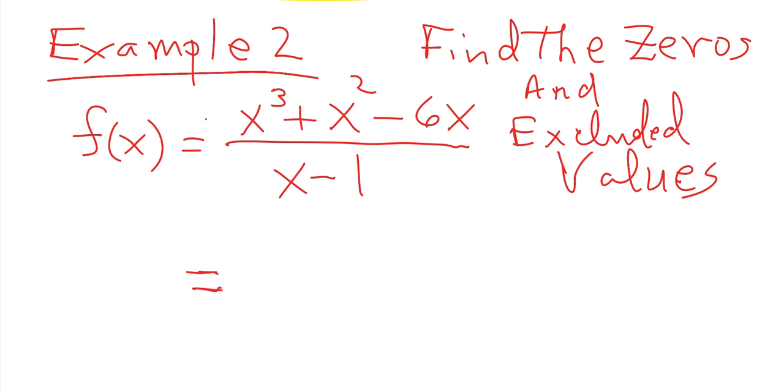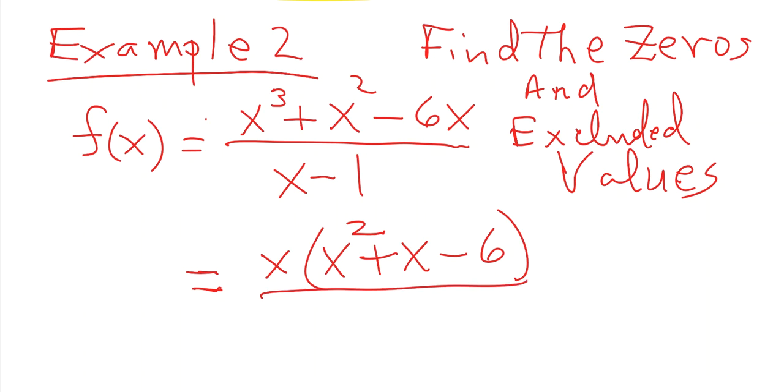So this will be equal to, I hope you see that in the numerator, the common factor initially that is very obvious is x. So let's factor out x. X times what? X times x squared plus x minus 6, okay? All over the denominator of x minus 1, okay?